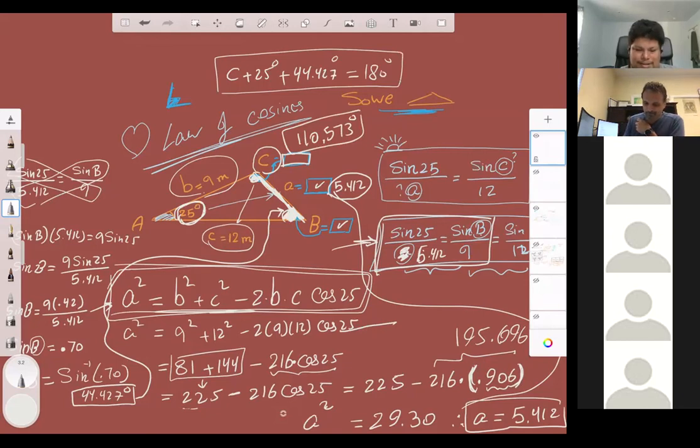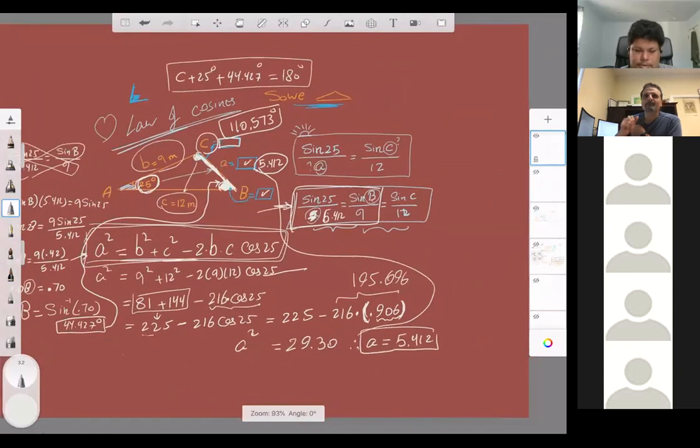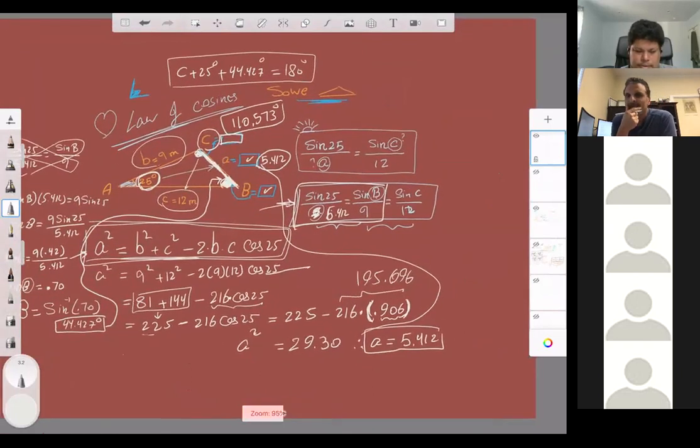I know the way I wrote it is scary, but that's the entire thing. There are a couple more formulas for the area, but basically law of sine and law of cosine are what you need to apply and learn in chapter 4.